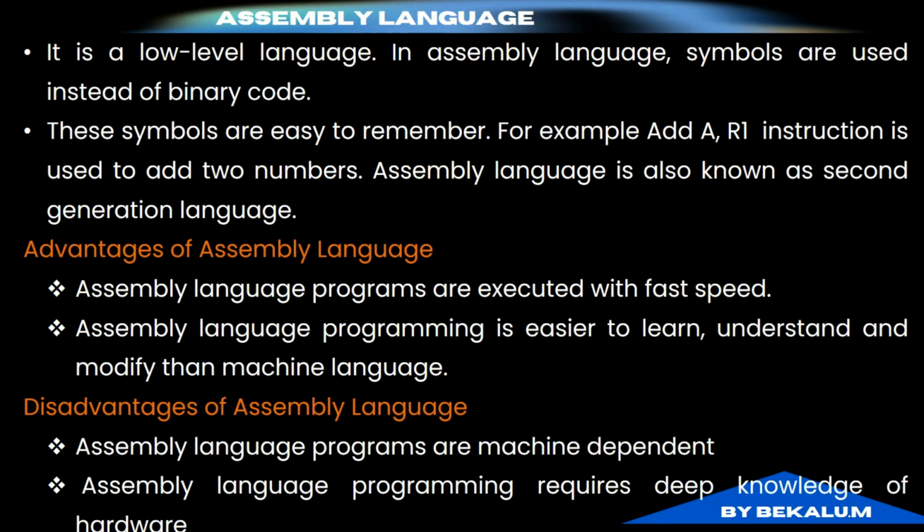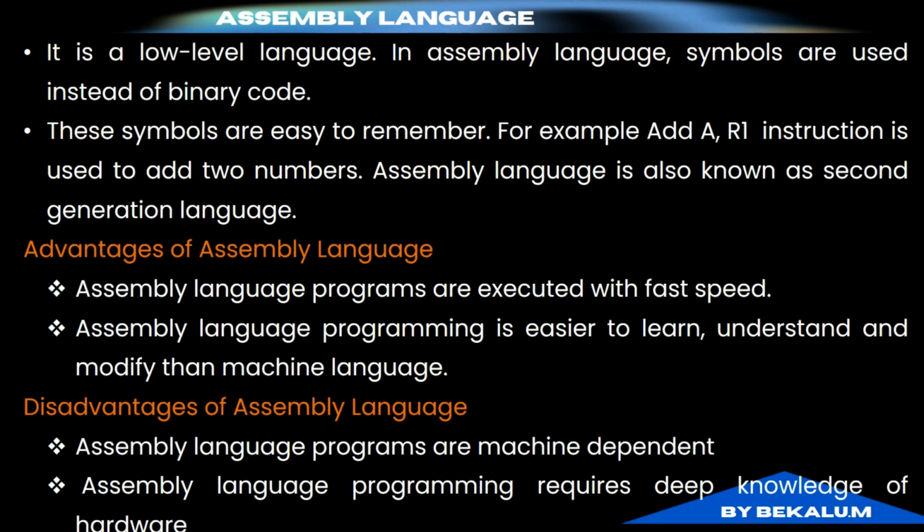Let's see the assembly language. It's a low-level language. In assembly language, symbols are used instead of the contiguous set of zeros and ones. The symbols are easy to remember. For example, we have an assembly instruction, ADD A, R1. We are just adding the content of the two registers, the accumulator register and the R1 register, and finally it will be stored in the accumulator register. So right here, we have used a mnemonic, ADD, so as to add two contents of registers. This language is also known as second generation language.